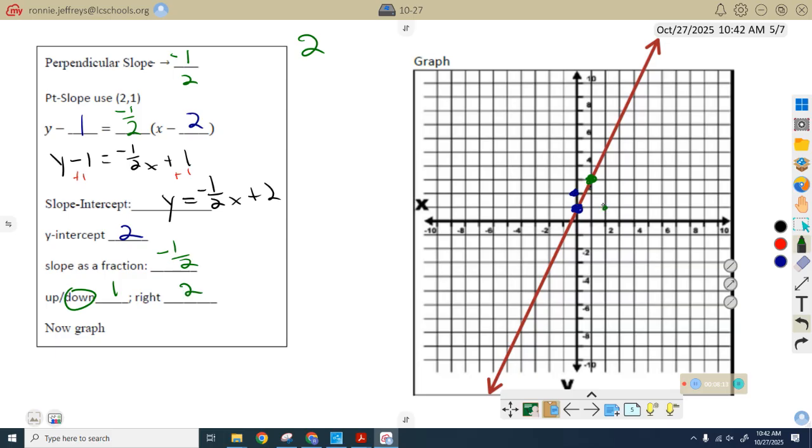Down 1 to the right 2. Alright. So there we go. So that's what our graph should look like. Okay, now you're not going to have to graph on the test, but you're going to need to know what they look like.